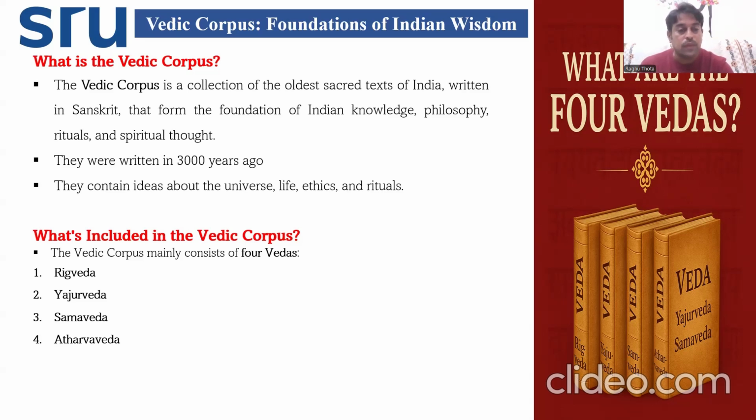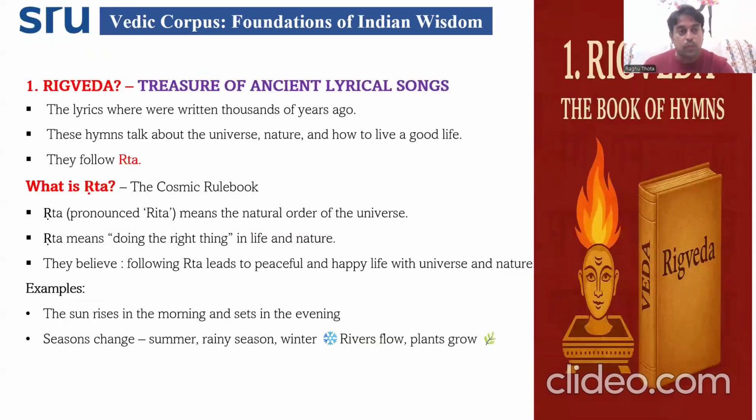What are the four Vedas we have? Rigveda, Yajurveda, Samaveda, Atharvaveda. So in the coming slides, we will have a detailed discussion on each and every Veda in detail. Let's proceed with the first Veda, which is called Rigveda. What is Rigveda? In one single sentence, we can say that Rigveda is the treasure of ancient lyrical songs. It is a book of lyrical songs in the ancient time.